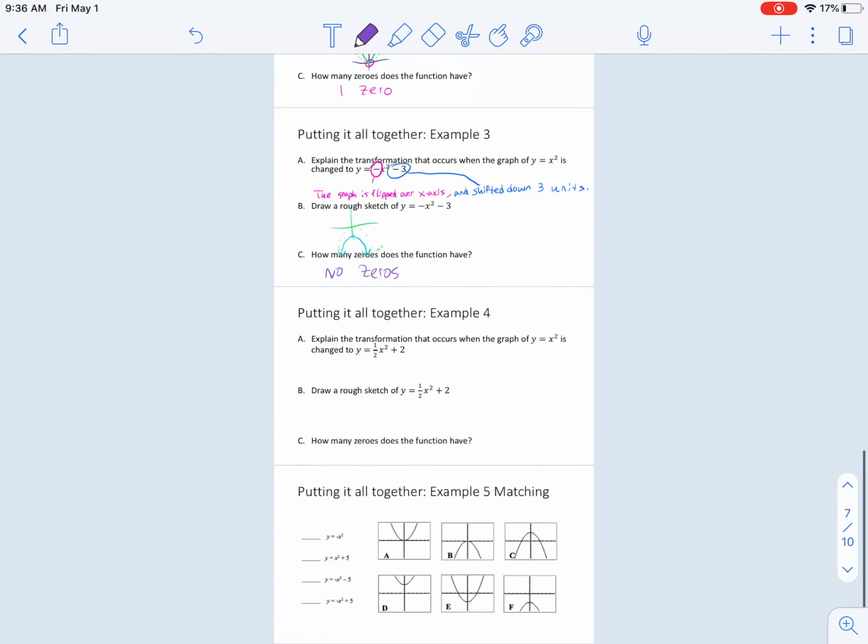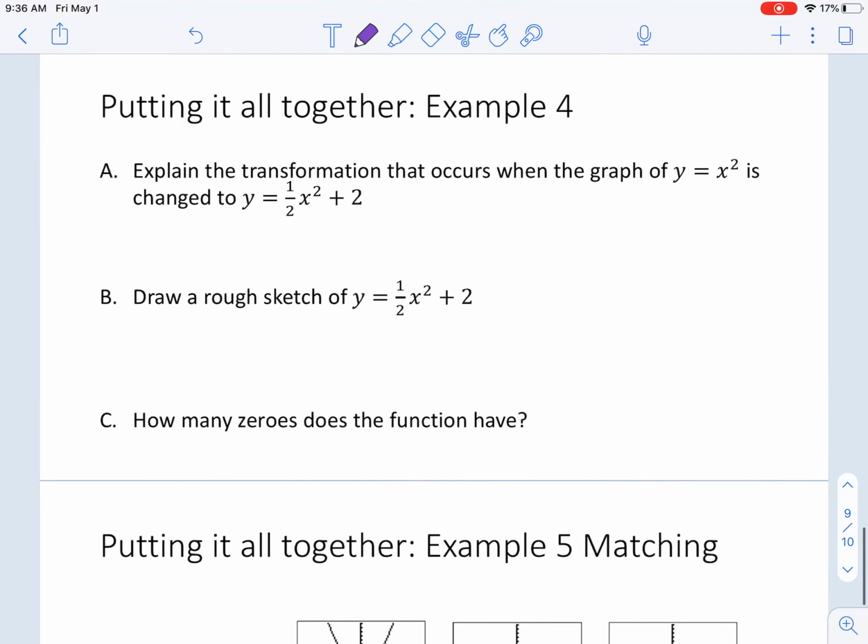Okay, a couple more examples and then we're done here. Explain the transformation that occurs when y equals x squared is changed to y equals 1/2 x squared plus 2. So this has a lot going on in it. Okay, first of all, I want to deal with this 1/2. So that means the graph is going to be narrower, or sorry, wider, because it's between 0 and 1.